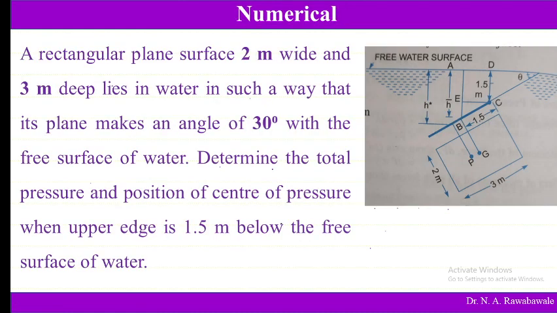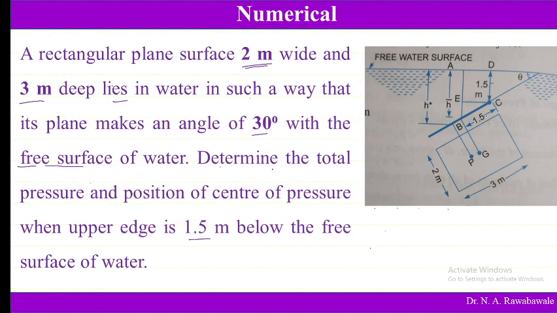So now let us consider one numerical, a problem where it says that a rectangular plane surface, width of the rectangular plane is 2 meter and 3 meter deep, lies in water. It is submerged in water in such a way that its plane makes an angle of 30 degree with the free surface of water. Then determine the total pressure and position of center of pressure when the upper edge is 1.5 meter below the free surface.